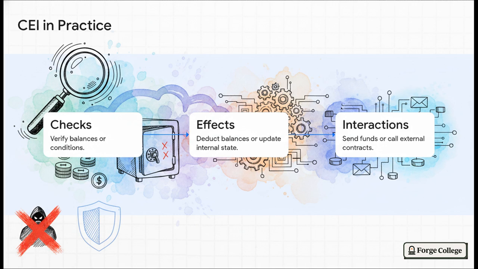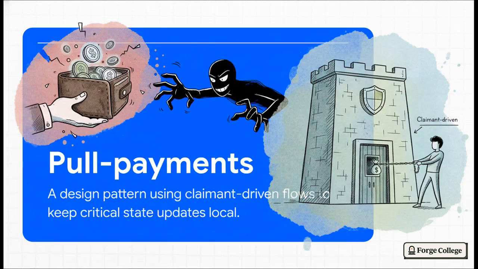By rigorously separating the state updates from the external interactions, even if an attacker somehow manages to bypass your guard and re-enter the contract, they're going to find that their balance has already been zeroed out. The vault is empty before they even get to ask a second time. And that brilliantly illustrates our third layer, pull payments.